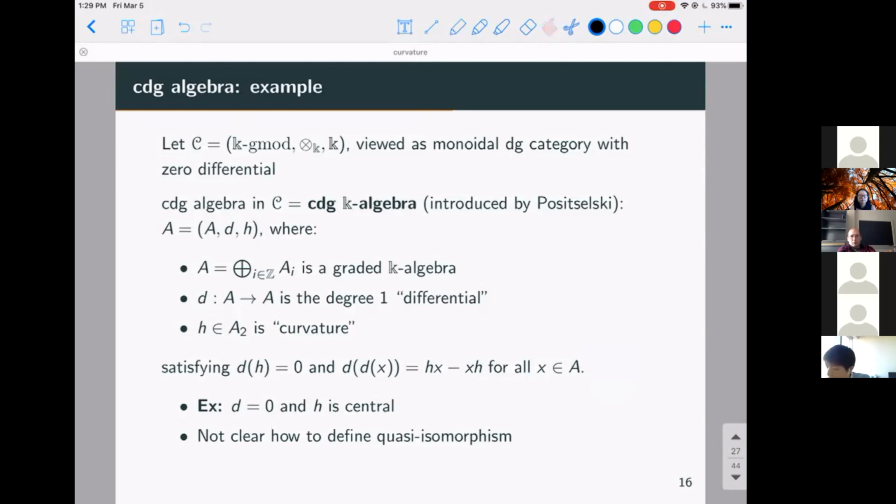And so you can take the differential to be 0. Now, just like with a Cdg category, it's not clear how one should extend the notion of a quasi-isomorphism of DG algebras to the Cdg setting. And one should really be careful about model structure and divide category and so on.